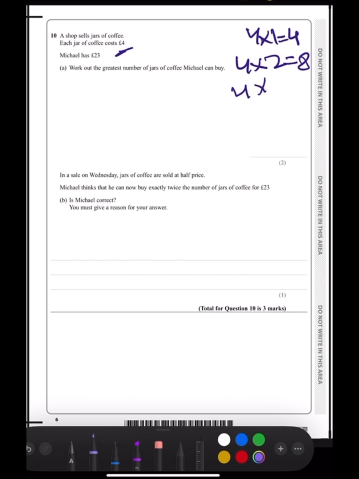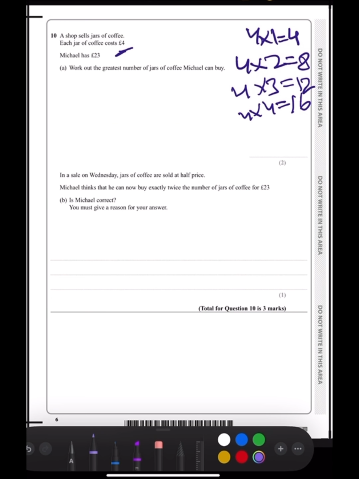4 into 3, 12. 4 into 4, 16. Now till here we can see that all these numbers are less than 23. So even if we buy 2 cups, 3 cups, 4 cups, we would still be left with a certain amount. And in that way, we won't be able to spend a full 23 pounds and know the exact value of how many jars of coffees that we had to buy.